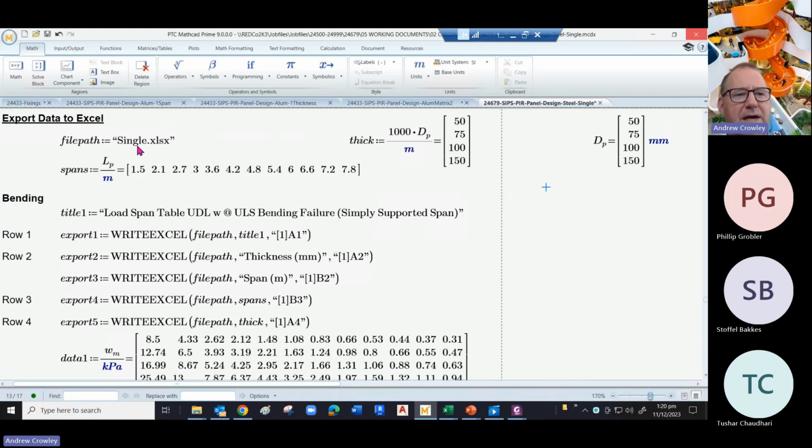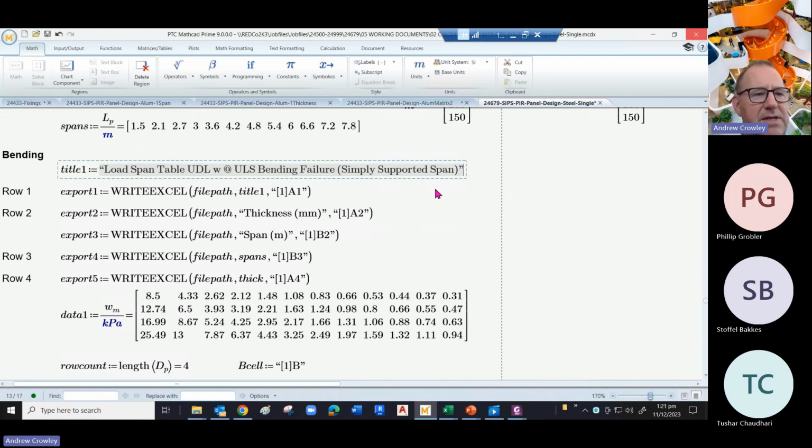Then we need to populate that sheet with all of the parameters that we have derived. We start with the thickness. Now, one of the bad things about Excel, it doesn't understand vectors. It doesn't understand units. So we take our thickness, dp, the depth of the panel, and divide it by meters to give us the raw number, 50, 75, 100, and 150. So that's the raw number we're going to put in the Excel sheet. Similarly with spans, we've got to divide it by meters to turn it into just raw numbers. We give the thing a title, so this is for bending. So that title will go at the top of the load span table.